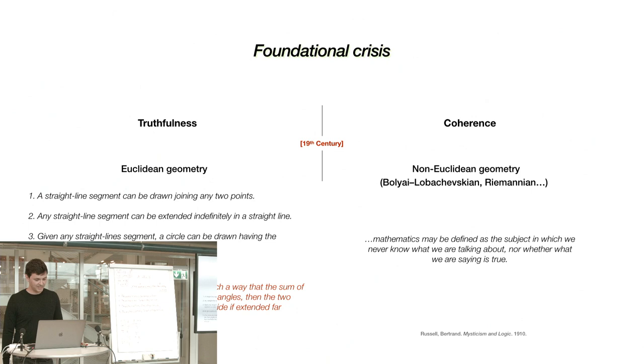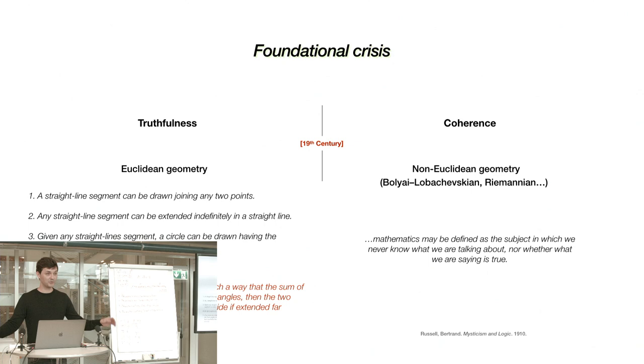The question was, if we can do this in mathematics, then what is mathematics about? And we have a quote on the right side there from a very famous mathematician called Bertrand Russell, who said, mathematics may be defined as the subject in which we never know what we are talking about, nor whether what we are saying is true.